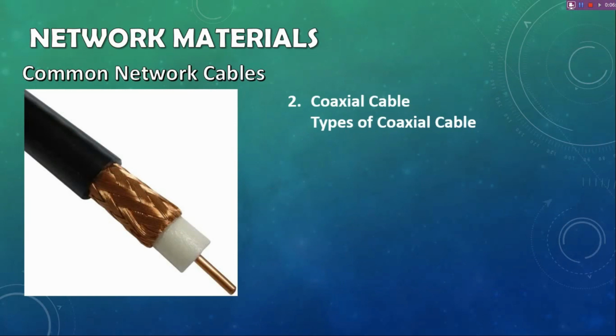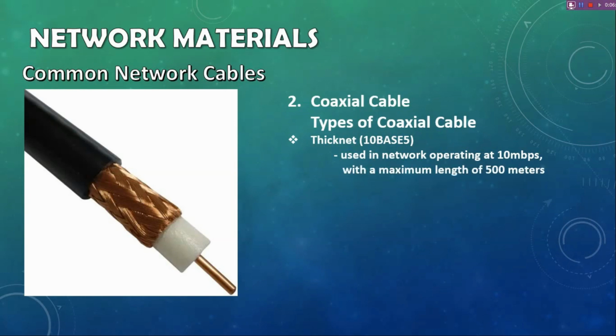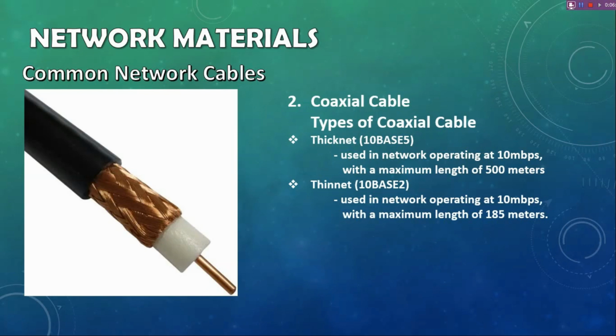Coaxial cable has different types. So first is the thicknet or 10BASE5. It is a coaxial cable used in networks operating at 10 Mbps with a maximum length of 500 meters. Next one is thinnet or 10BASE2. It is a coaxial cable used in networks operating at 10 Mbps with a maximum length of 185 meters.